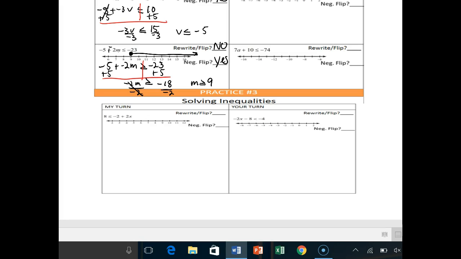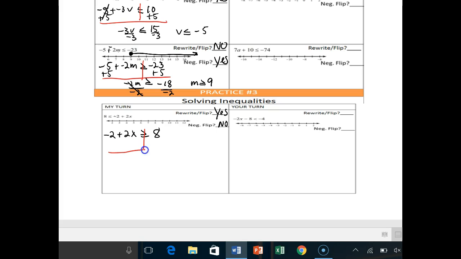All right, the final my turn problem. Do I need a rewrite flip here? Yes. Is the number attached to my variable negative? No. So I just need to rewrite and flip once. So take all this, write it over here, negative 2 plus 2x. Flip your inequality sign. It was pointing to the left, now it's pointing to the right. It was less than or equal to, now it's greater than or equal to 8.